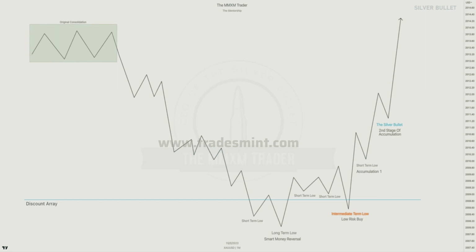So this is option number two, right? And this is, we're waiting for that intermediate term low to be confirmed. So we need to see that short-term low to the left of it and that short-term low to the right of it, and then we have a confirmed low.